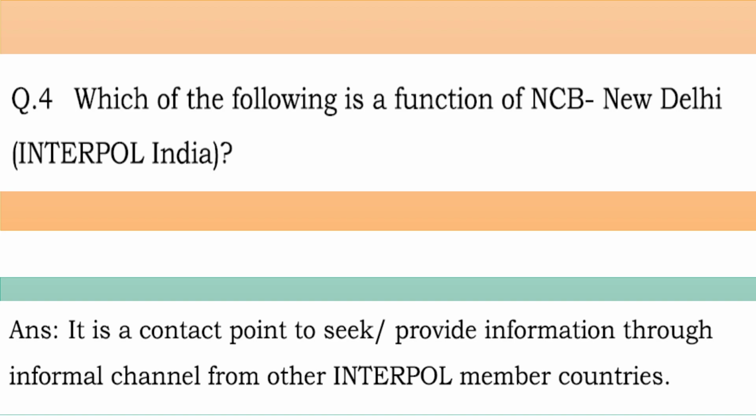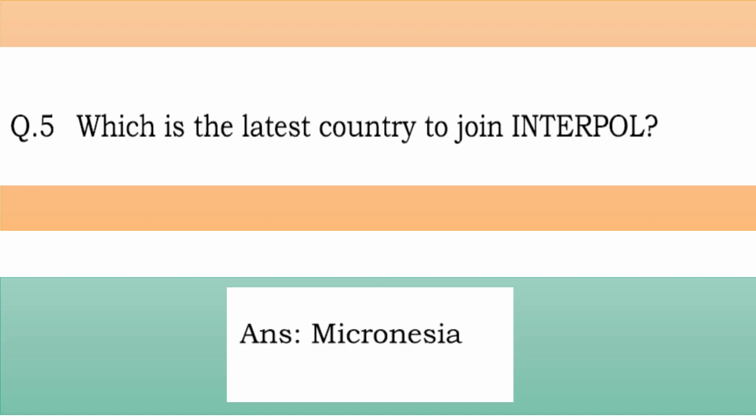Which of the following is a function of NCB, New Delhi, Interpol India? It is a contact point to seek or provide information through informal channels from the Interpol member countries. This is the correct answer. Question number 5: which is the latest country to join Interpol? Micronesia, right? There are so many islands combined that make a country named Micronesia. This is the latest country to join the Interpol. Okay.